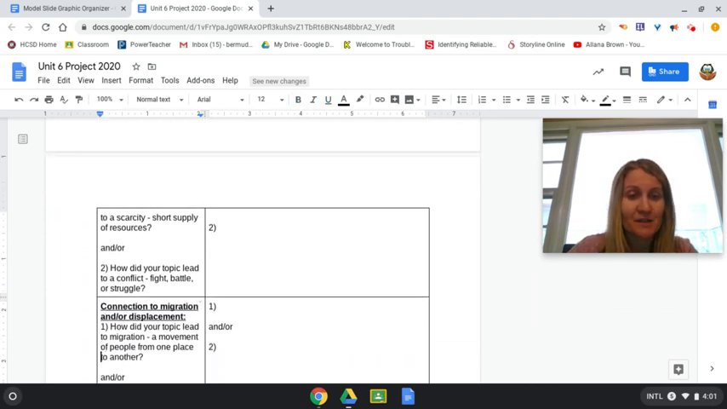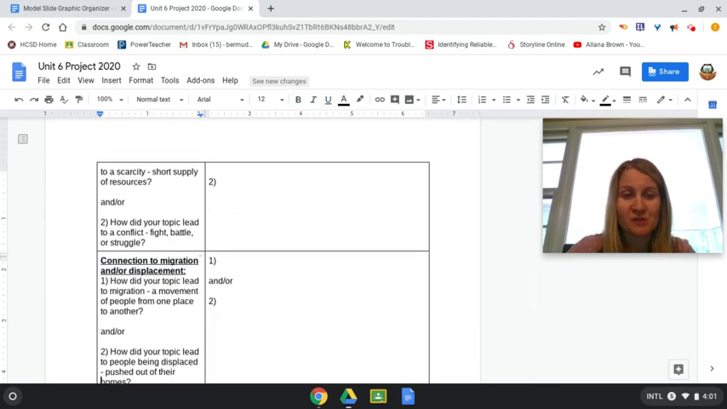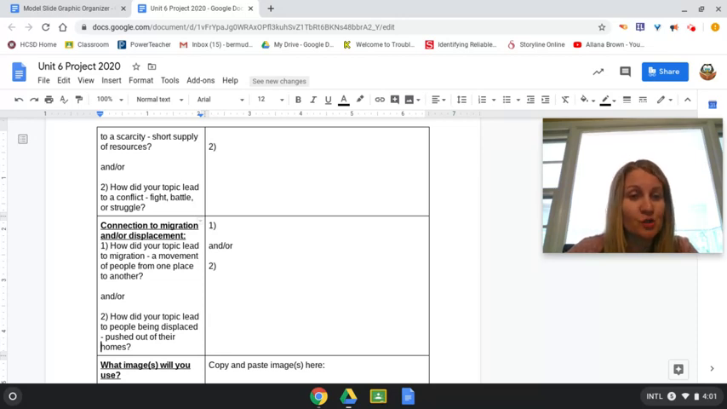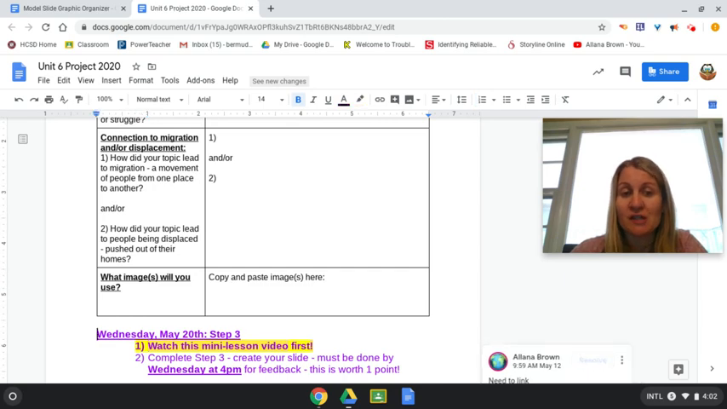The next part is your connection to migration or displacement. How did your topic lead to migration, a movement of people from one place to another? Or how did your topic lead to people being displaced, pushed out of their homes? Again, you don't need to answer both, but you do need to clearly and with detail answer one of those questions. And then the last part is images that you will use.